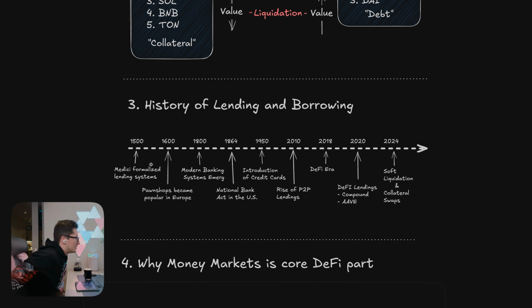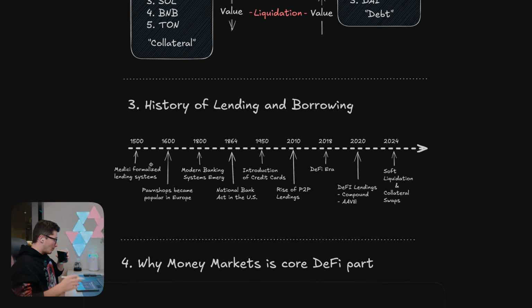Then in 2010, the rise of P2P lending. There are actually a lot of websites called P2P lending, where some people can give you a loan against something, and it's easy. Then in 2018, the DeFi era, based on Ethereum, on smart contracts. In 2020, we got the first two lending protocols: Compound and Aave. I will show you them today. And in 2024, we got very good updates in the lending field, like soft liquidation and collateral swaps, and we're still growing and updating lending in general.